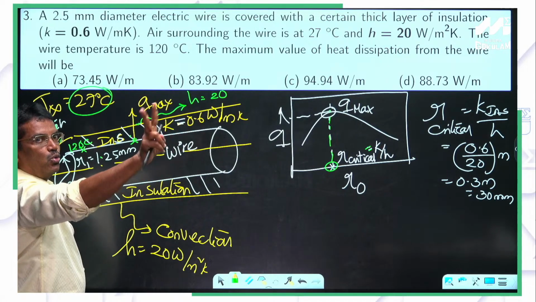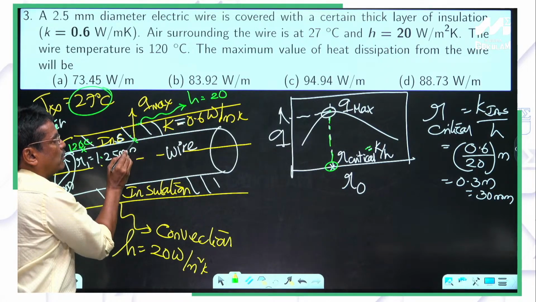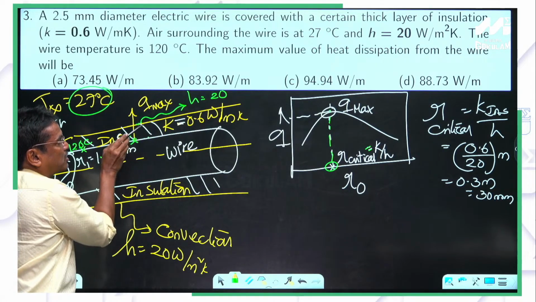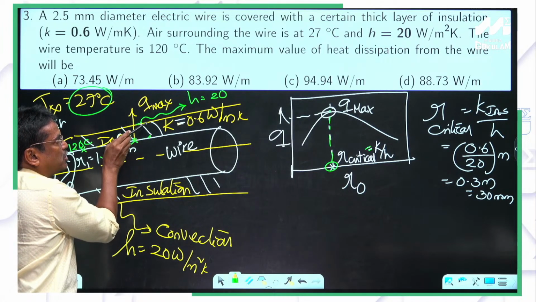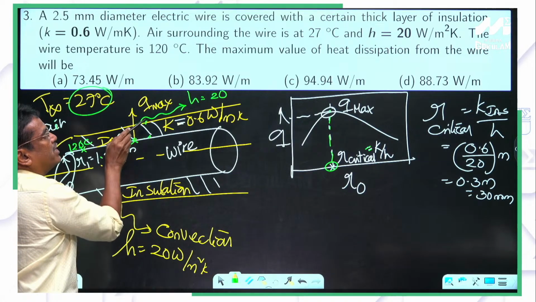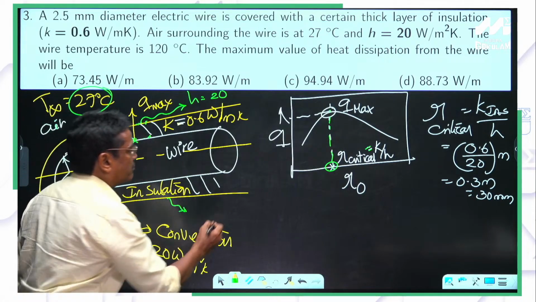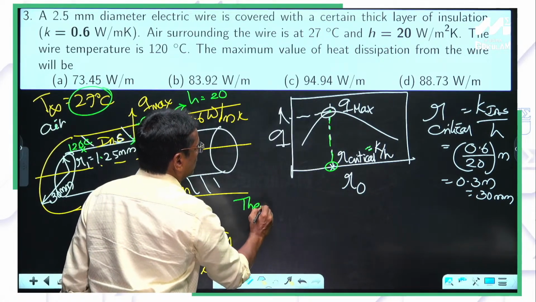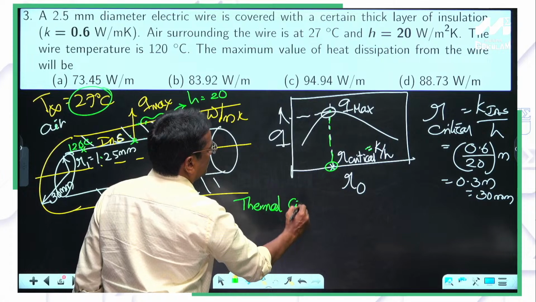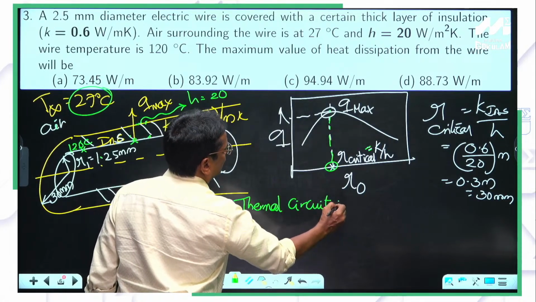Mind that there are two resistances here between the wire and the air. One is conduction resistance offered by the insulation. Second thing is the convection resistance offered at the surface of the insulation. First, let me draw the thermal circuit. Thermal circuit is very important in the first chapter, which is called conduction.